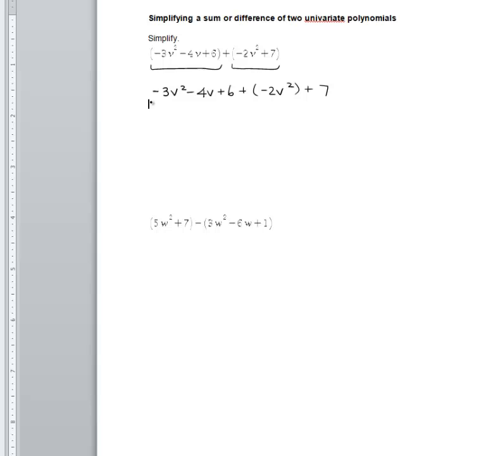I see a v squared here, so that's one term, along with this negative 2v squared over here. And then I have one term that has a v in it, and neither of the other two have a v in it. And then I have a couple of constants, right? So we can group these together.